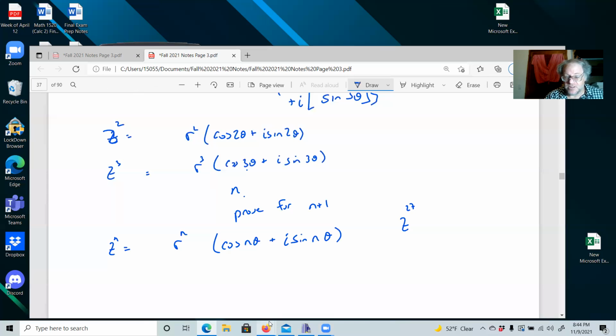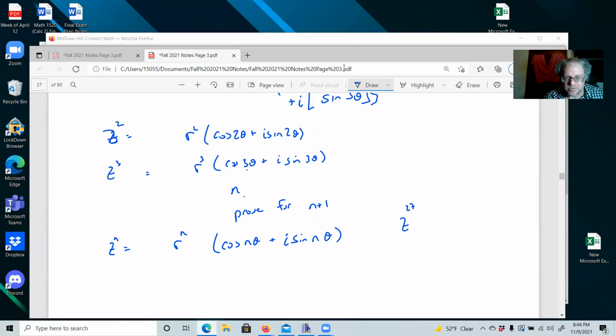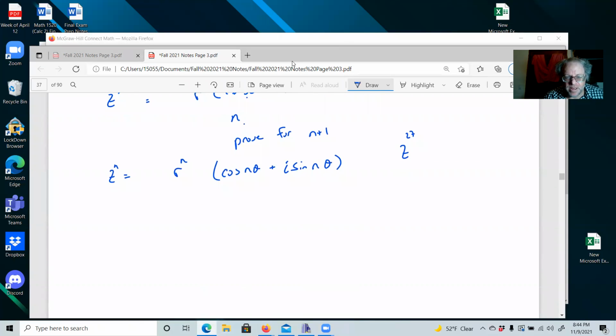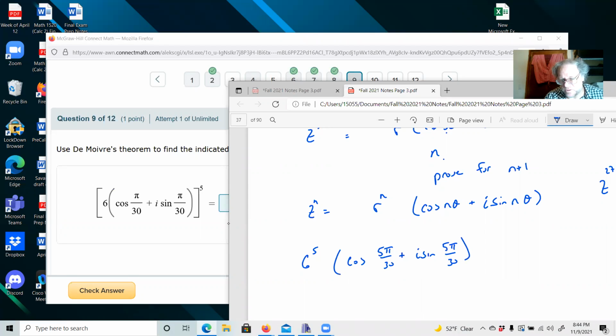Okay. So speaking of finding yourself in a position where you have to find like the 20th or the 5th power, we're going to have 6 to the 5th. I wonder if they'll let me just do this. They will not. So let's write the answer down and then we'll translate it. So this is going to be 6 to the 5th, I have no idea what that is, cosine of 5 pi over 30 plus i sine of 5 pi over 30. That's what this power is doing for us.